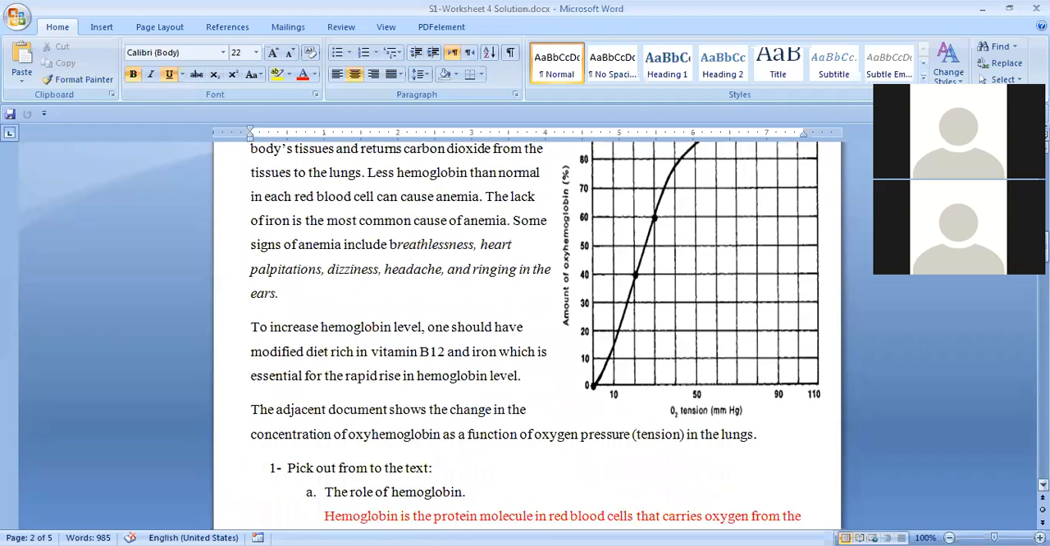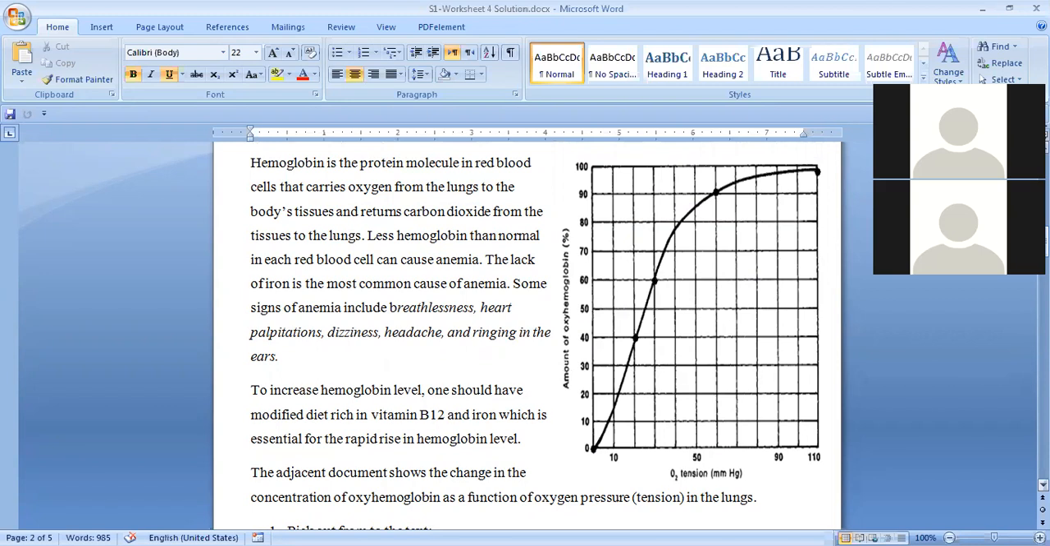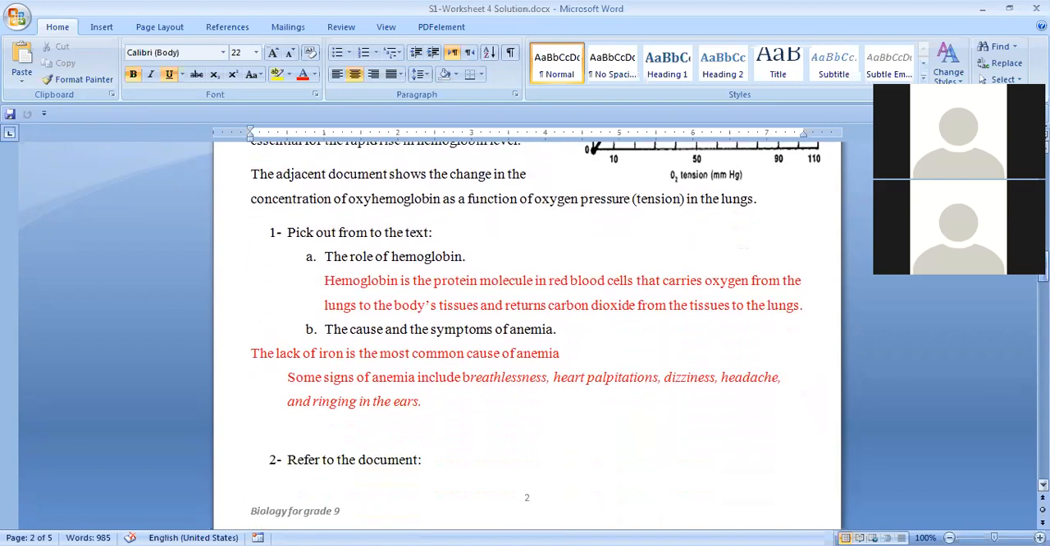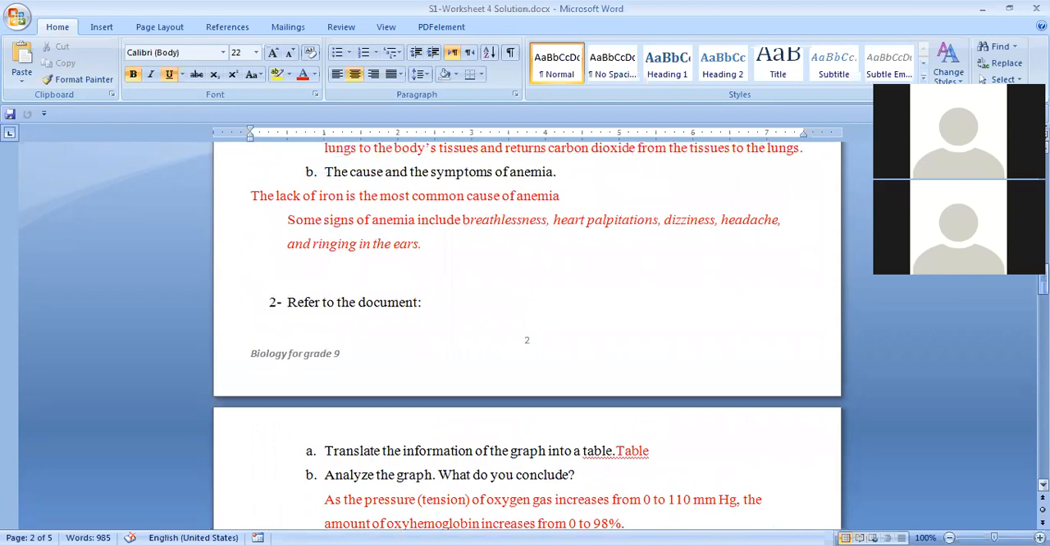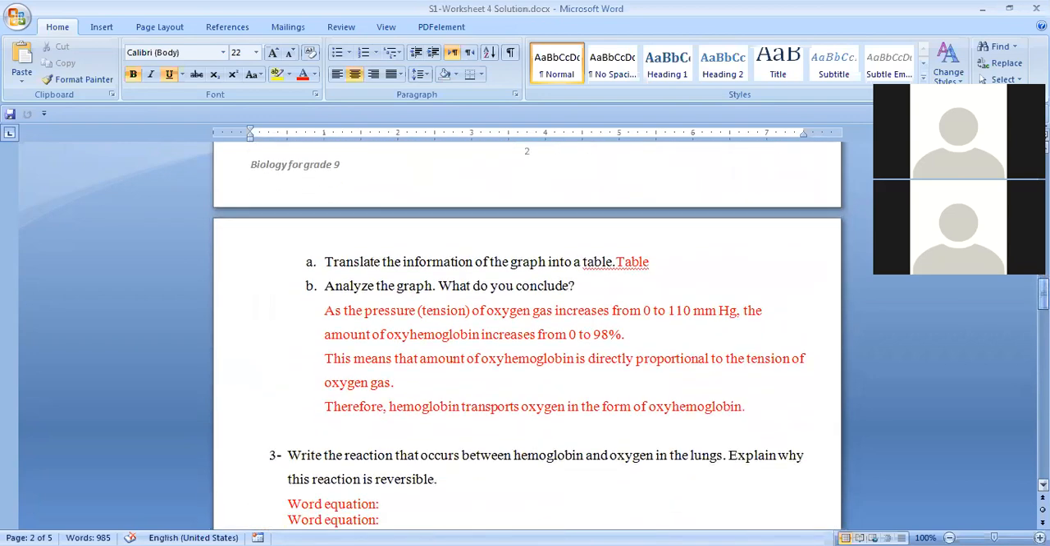Thank you, Yasmina. So, what are the causes and the symptoms of anemia? Some signs of anemia, these are the symptoms. Symptoms of anemia are breathlessness, heart palpitation, dizziness, headache, ringing in the ears. The causes of anemia: less hemoglobin than normal can cause it. Also, the lack of iron is the most common cause of anemia. So these are the causes of anemia. Referring to the document, you have to transform this graph into a table. So you have to use all the values and transform it into a table.